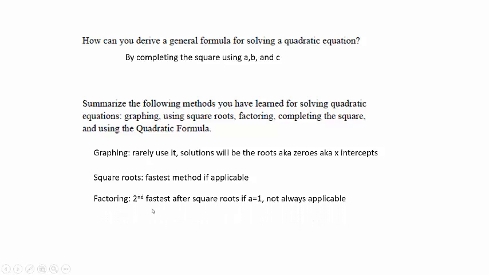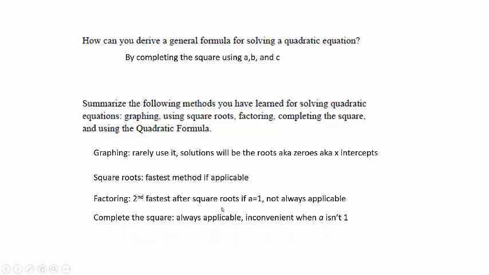Then we have factoring, which is going to be probably the second fastest after the square root method. But that's only, I think, if a is 1. So if you have 1x squared, factoring will be very, very fast. The only problem is you may not find those magic two numbers that complete your x, and you may get stuck. But it's always worth giving it a shot.